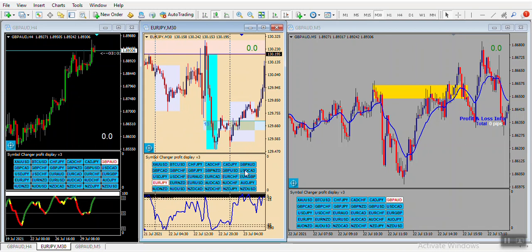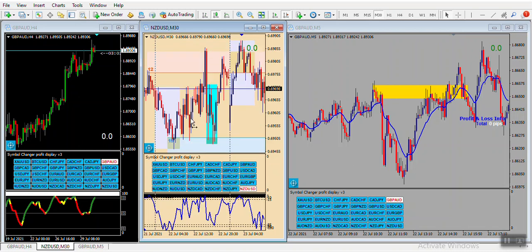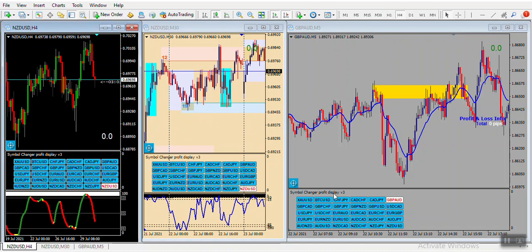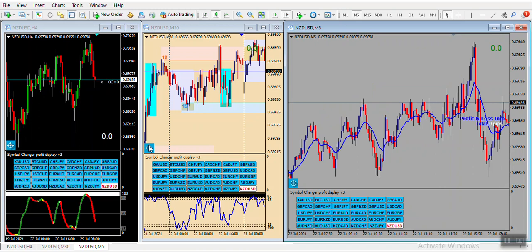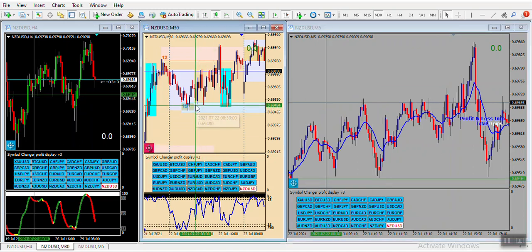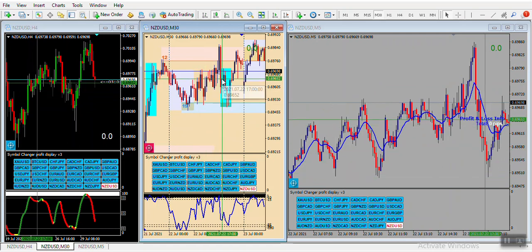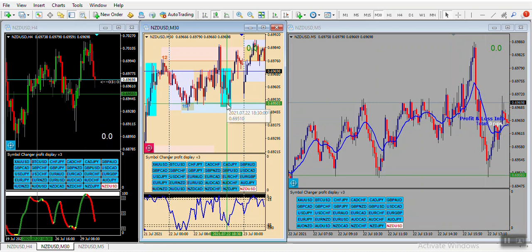NZD USD. 22nd. There were a lot of setups on the 22nd. NZD USD, 22nd. There was a test here. This is a sell. This is a sell setup. Is this a buy? No.